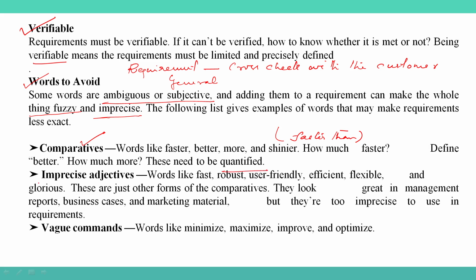ദെൻ ഇംപ്രിസൈസ് adjectives like words like fast, then robust, user friendly, efficient, flexible. കാരണം യൂസർ ഫ്രണ്ട്ലിനെസ് എന്നൊക്കെ പറയുമ്പോൾ നമ്മൾ അവിടെ റിക്വയർമെന്റിൽ വളരെ കൃത്യമായി പറയണം. Sufficient required help should be provided.